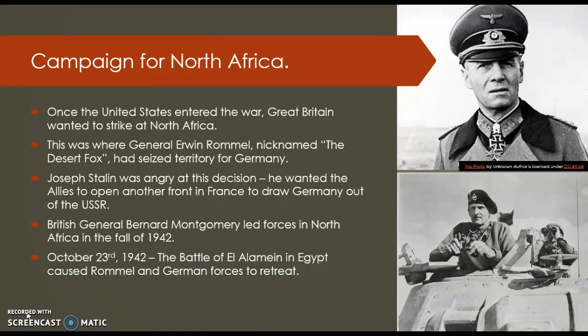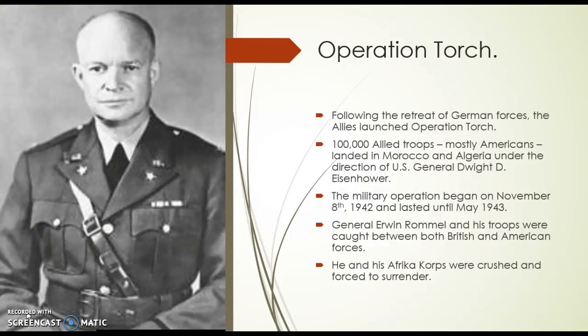Now, British General Bernard Montgomery, on the bottom there, led forces in North Africa in the fall of 1942. And on October 23rd, 1942, the Battle of El Alamein in Egypt caused Rommel and German forces to retreat. So Operation Torch.